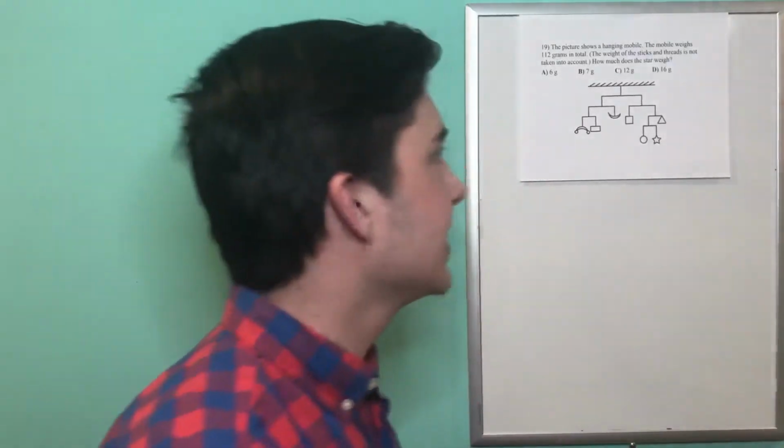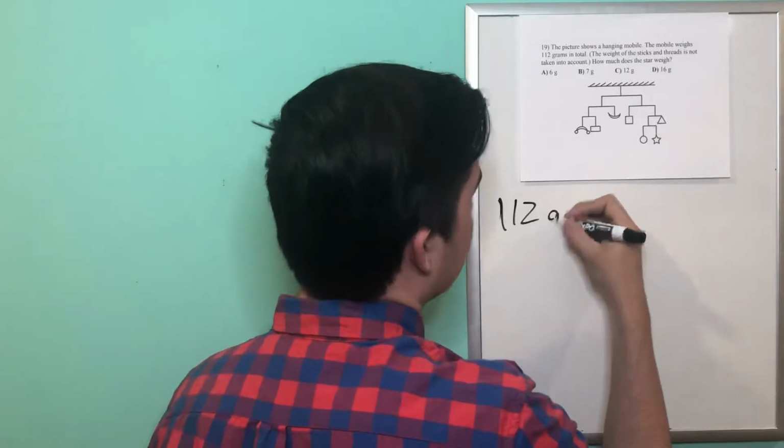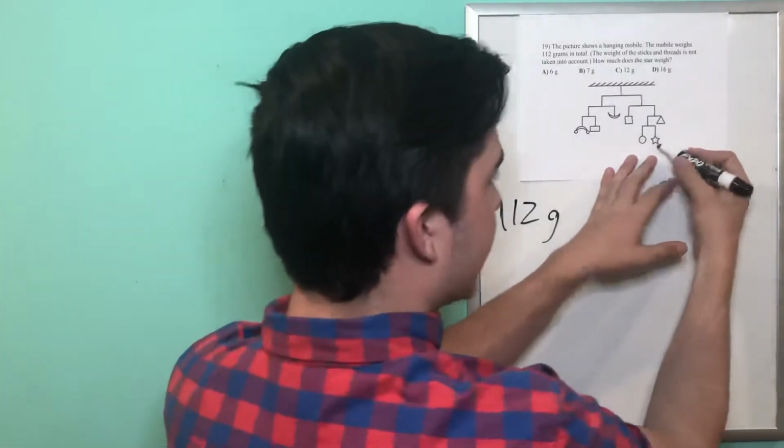The picture shows a hanging mobile. The mobile weighs 112 grams in total. So I'll write that down. How much does the star weigh? So we're looking for the star.